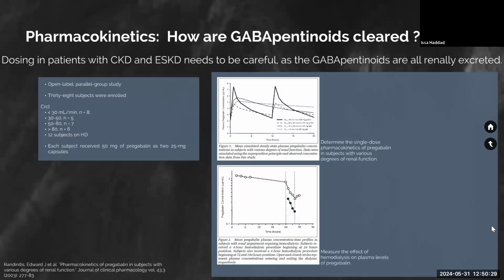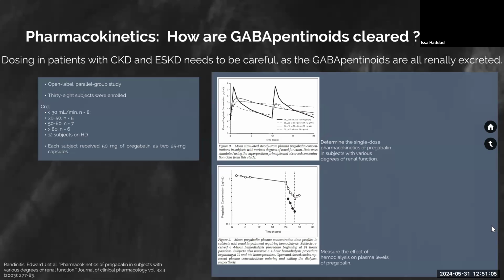And the different categories of CKD stage, and they gave them 50 milligrams of pregabalin as 25 milligram capsules. The whole point I want to mention is that they looked at 3 objectives of this study: to determine the single dose pharmacokinetics of pregabalin in subjects with various degrees of renal function. And as you can see, the bold line is showing normal kidney function, and the dotted lines show more severe kidney function, which basically shows that it lasts longer in the system.